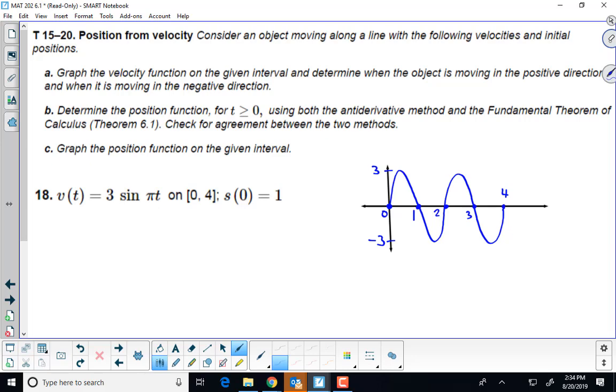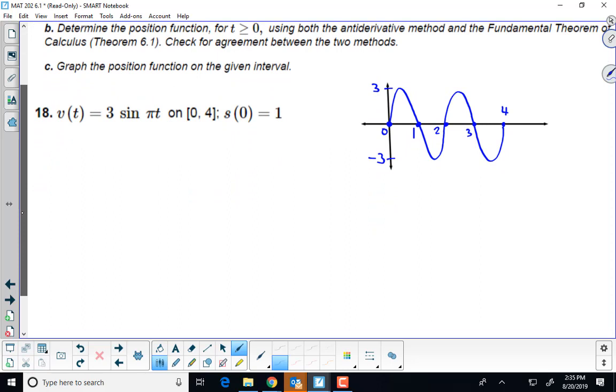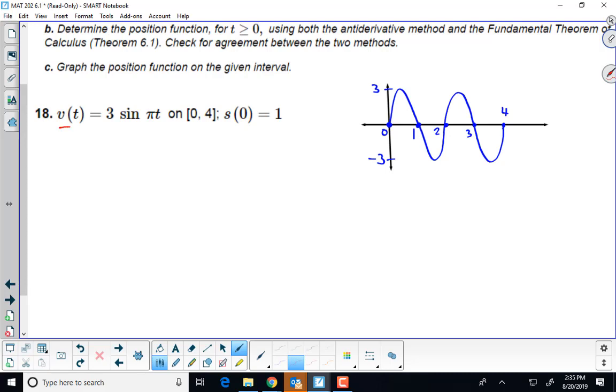So determine the position using both the antiderivative method and the fundamental theorem of calculus. We're going to call that the future value method. So the future value method and the antiderivative method. Let's first do it in the way that you probably are comfortable doing it already. We have a velocity and we want position. So we know that we integrate velocity to get position. So S of t, the position at time t, is going to be the integral of the velocity at time t.